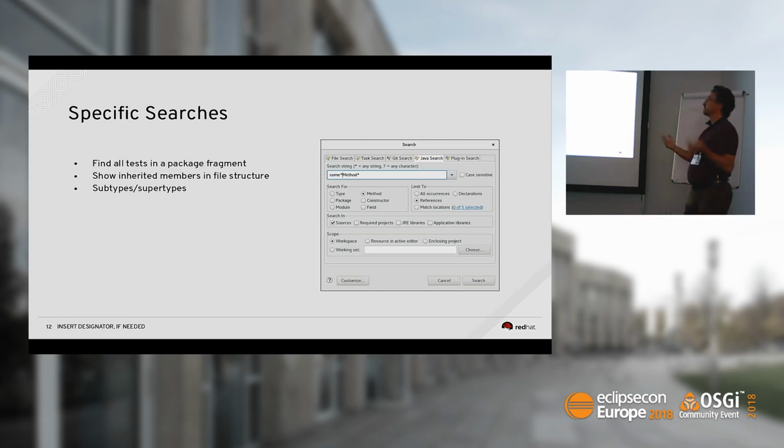Other things are supertypes, subtypes. There are many things like that. And as an illustration, I showed the search dialog from Eclipse, and you can see that you can have all kinds of options and all kinds of different searches you can do, which is not part of LSP, and we had to implement a couple of them.